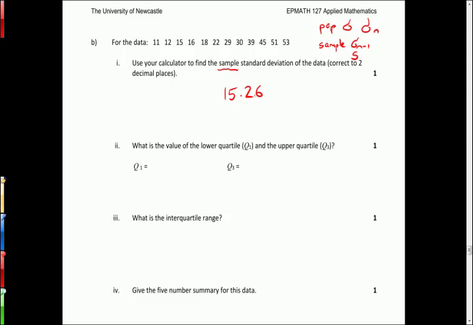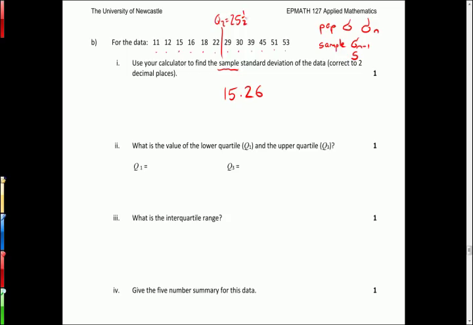What's the value of the lower quartile and the upper quartile? Well, I'd better split it up then. How many bits of data we got? 1, 2, 3, 4, 5, 6, 7, 8, 9, 10, 11, 12. Well, I know 12 bits of data splits into a 6 and a 6. So you've got 6 on the left and 6 on the right. So just for interest's sake, Q2 is going to sit right here. And what's halfway between 22 and 29? Well, let's just add them and halve them. They add up to give 51, and half of that is 25 and a half.